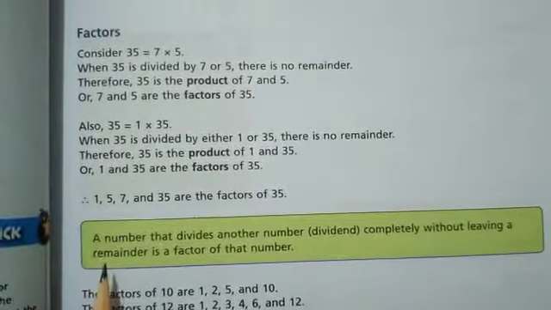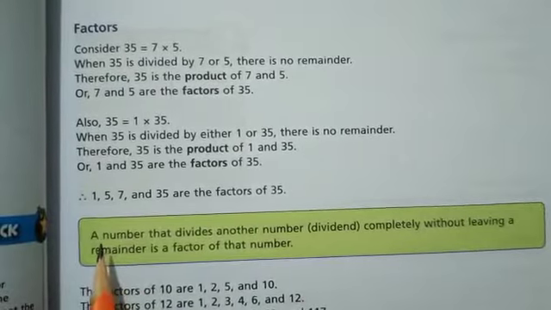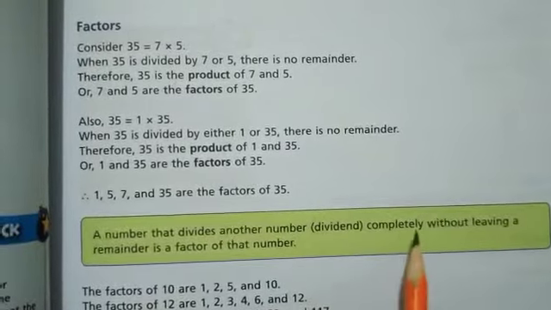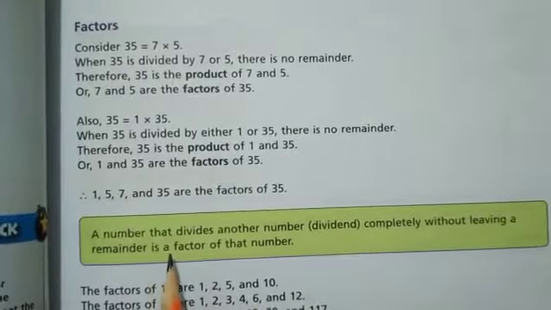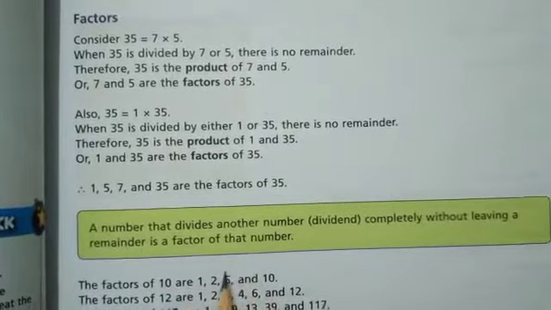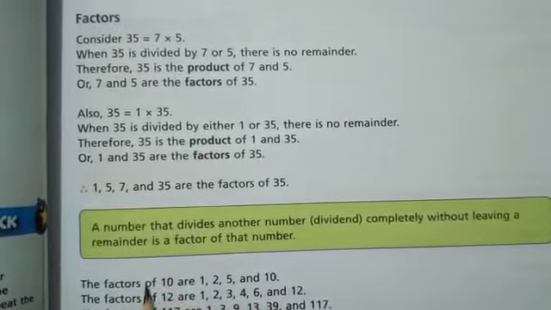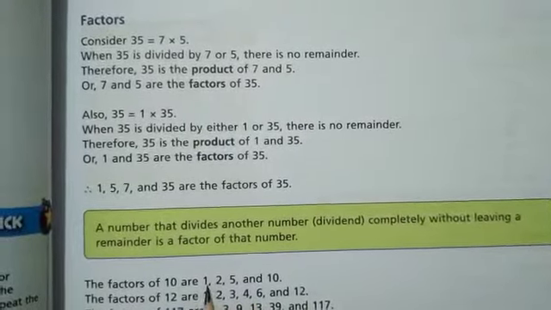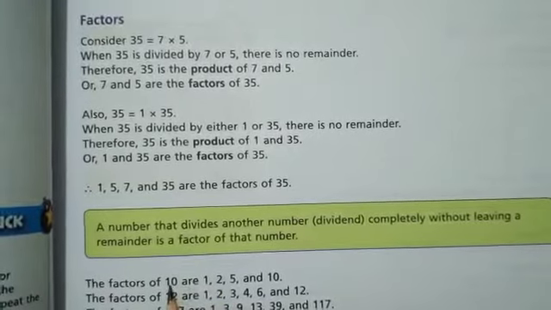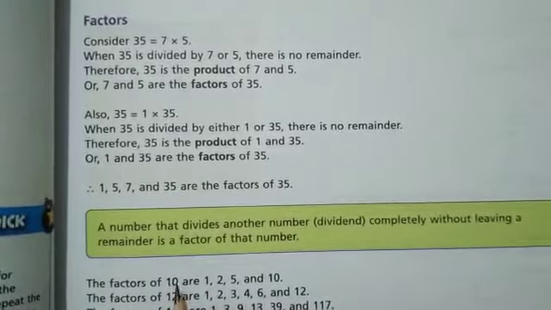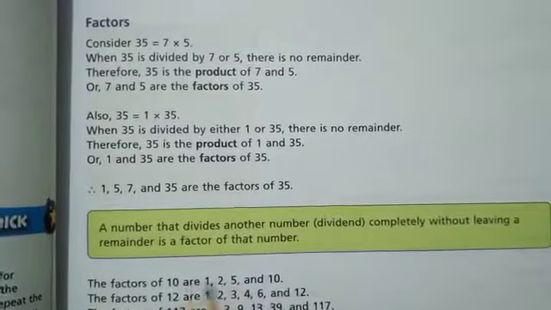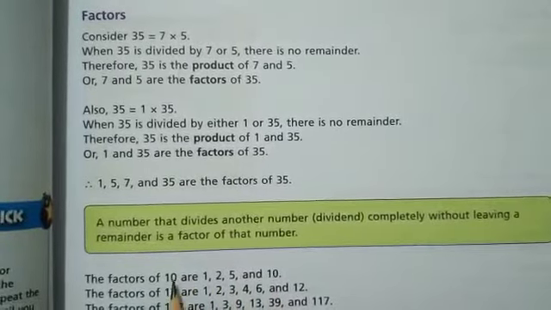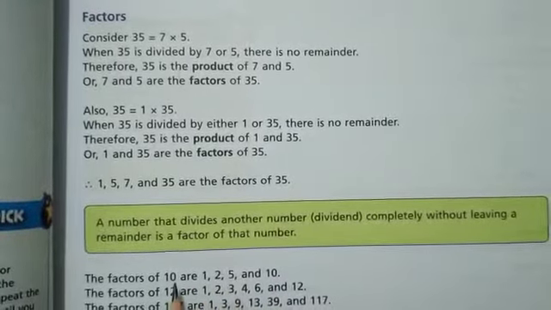Students, on page number 33, we are given a definition of a factor. A factor is a number that divides another number, the dividend, completely without leaving a remainder. This is an example of a factor. The factors of 10 are 1, 2, 5 and 10. This means that 1, 2, 5 and 10 all divide 10 completely without leaving a remainder, so they are factors of 10.